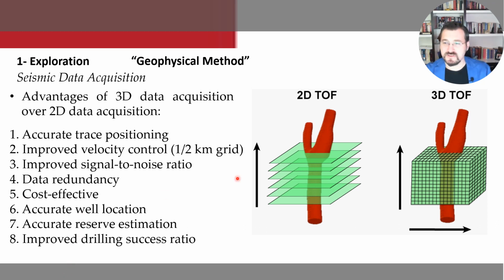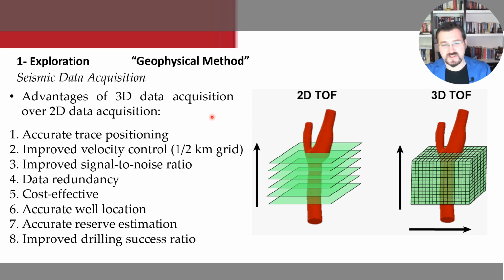So what are these advantages? When planning a 3D seismic campaign, it's important that the geometry of shots and receivers records the seismic signals with the widest range possible and the minimum amount of noise and distortion. So as you can see, the 2D mapping style and the 3D mapping style are here.